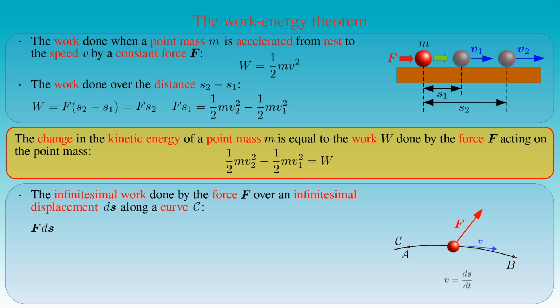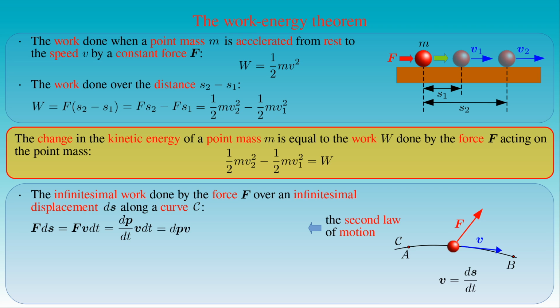Since the instantaneous velocity v of the point mass moving along the curve is defined by the derivative of the displacement s with respect to the time t, the infinitesimal displacement vector ds and its scalar product with the force F can be written as the velocity v times the infinitesimal time interval dt. If we apply the second law of motion expressed in terms of momentum, we can write the force F exerted on the point mass as the derivative of the momentum p of the point mass with respect to the time t. Here the time derivative of the momentum p times the differential dt of the time is equal to the differential dp of the momentum.